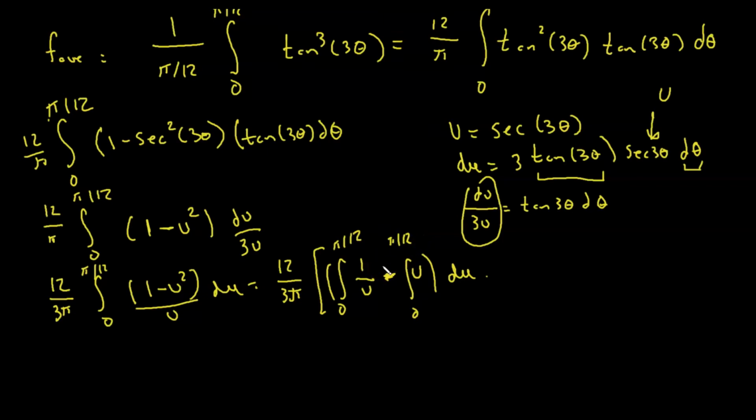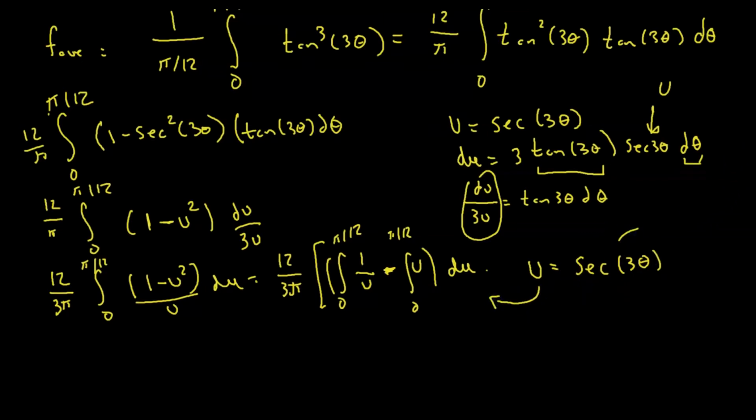Okay, I'm not going to continue solving this because it's a really trivial integral. This will be just u squared over 2, and this would be ln of u. And then you plug in your bounds. Don't forget to substitute back in what we originally declared was our u. So secant 3 theta has got to go back in there before you submit your final answer.